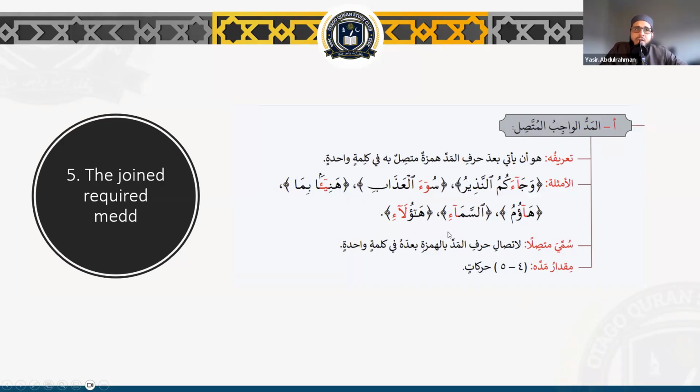The second part is we say it is required. Why are we saying required? Because all of the Qurra agree that it has to be long. None of the Qurra says that this med could be lower than 4 حركة. Everyone is 4 and 5 and so on and so forth. So in the Qira'ah of Imam Hafs, we also say, from the way of Shatibiyya, 4 or 5 حركة.